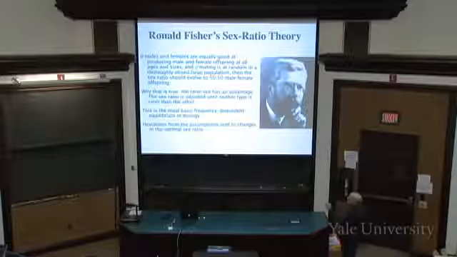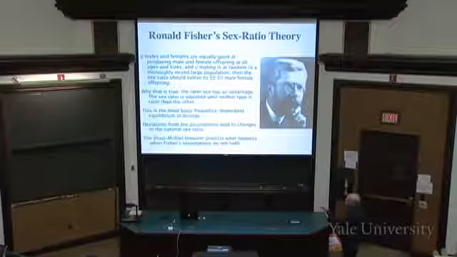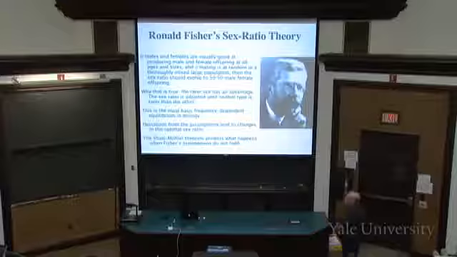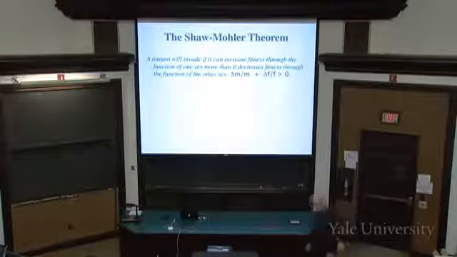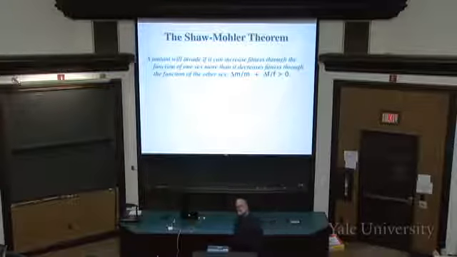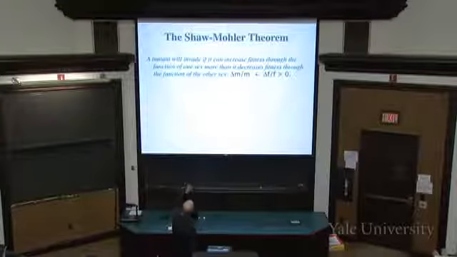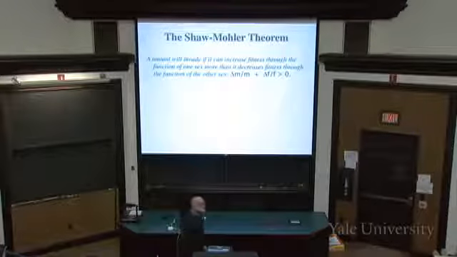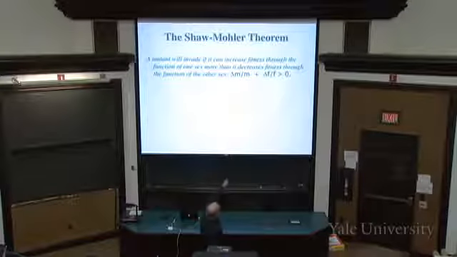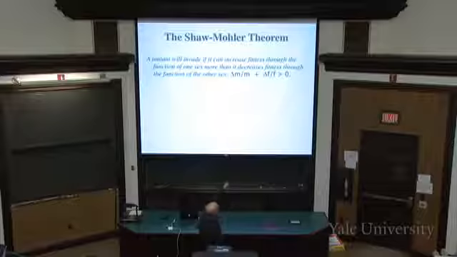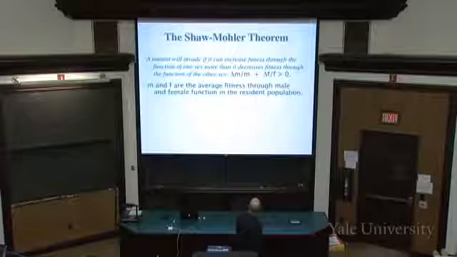If these assumptions are violated, we get changes in the optimal sex ratio. And it's the Shaw-Mohler theorem that predicts what would happen when these assumptions don't hold. So let's have a look at it. A mutation will invade a population if it can increase fitness through one sex more than it decreases fitness through the other. And if we state that as an inequality, the change in male function divided by average male function plus the change in female function divided by average female function needs to be greater than 0.